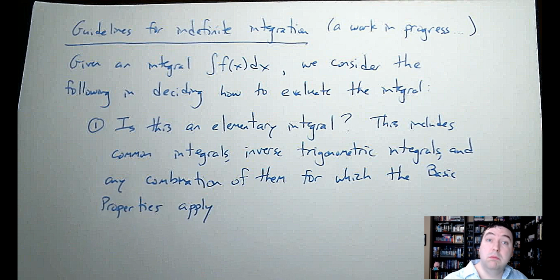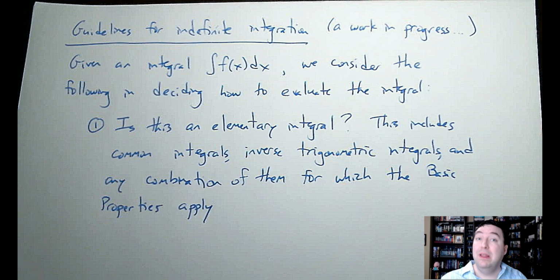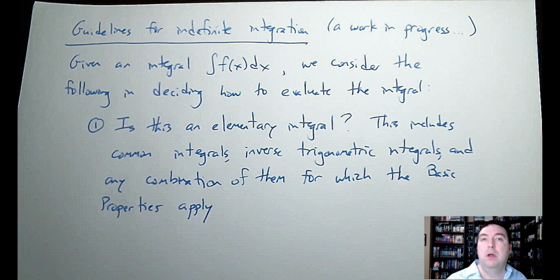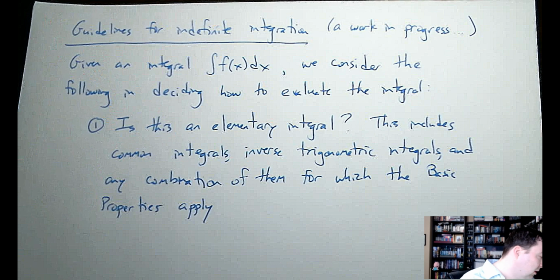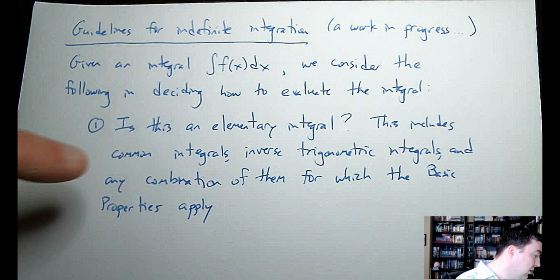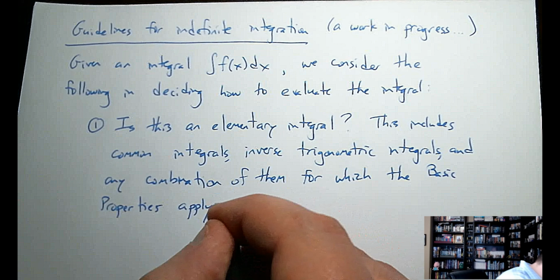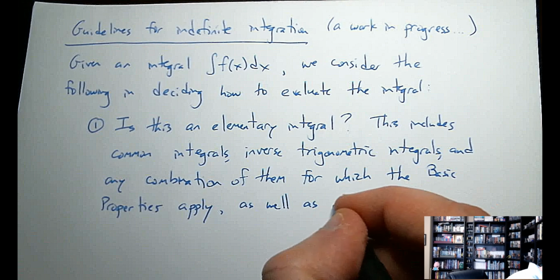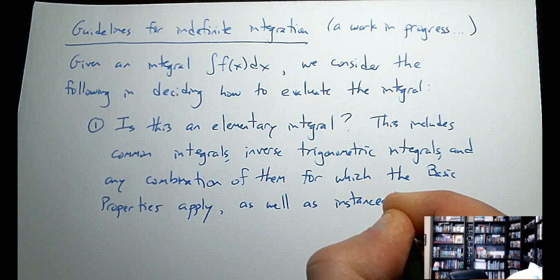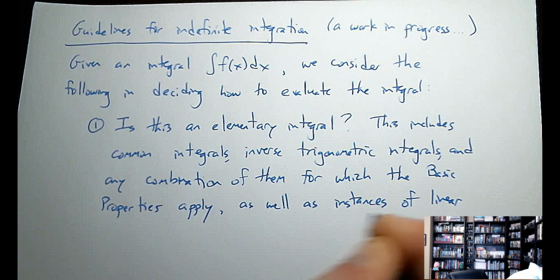The other situation that we can treat as an elementary integral would be our case of linear composition, because we do at least have a pattern there that we were able to prove using u substitution, so we know how that type of composition works. But remember, we can't generalize that, unfortunately, to other types of composition. So it includes our common integrals, our inverse trigonometric integrals, any combination of them for which the basic properties apply, as well as instances of linear composition.